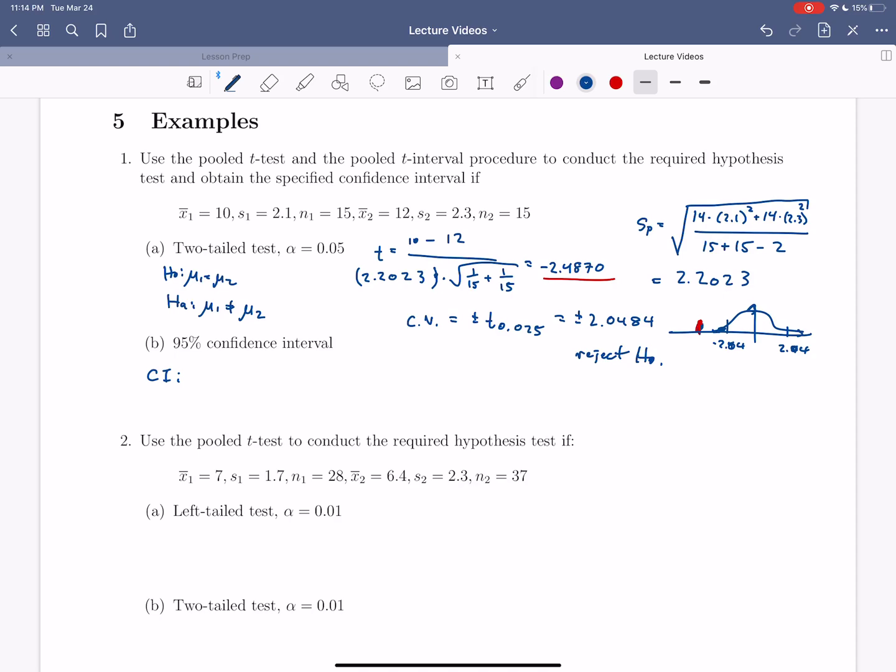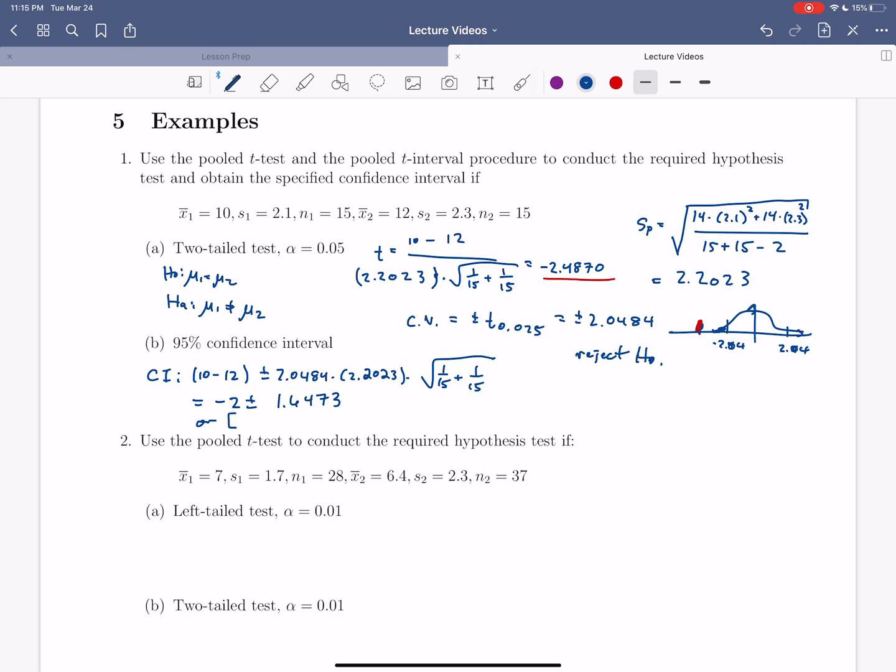Next up, let's find a 95% confidence interval. So our confidence interval is going to be 10 minus 12, so x1 bar minus x2 bar, plus or minus our critical value, which is 2.0484, times the pooled standard deviation, 2.2023, times the square root of 1 over n1 plus 1 over n2. Okay, and so this turns out to be negative 2 plus or minus 1.6473.